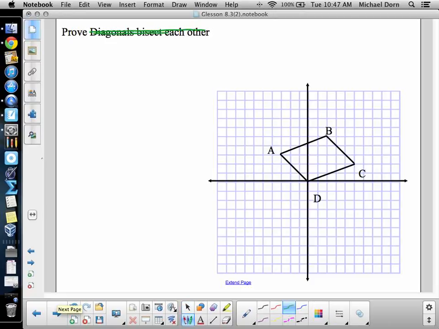Prove, let's do this one, opposite sides congruent. No, we did parallel. Parallel and congruent are two different things. So I prove opposite sides congruent, again, labeling my points with coordinates just so I have them available. I'd start finding my distance formula. AB equals square root of, okay, x1 minus x2, so negative 3 minus 2.